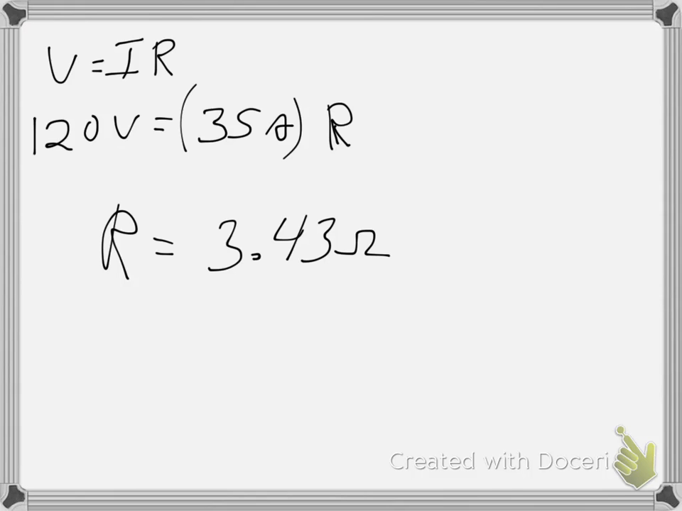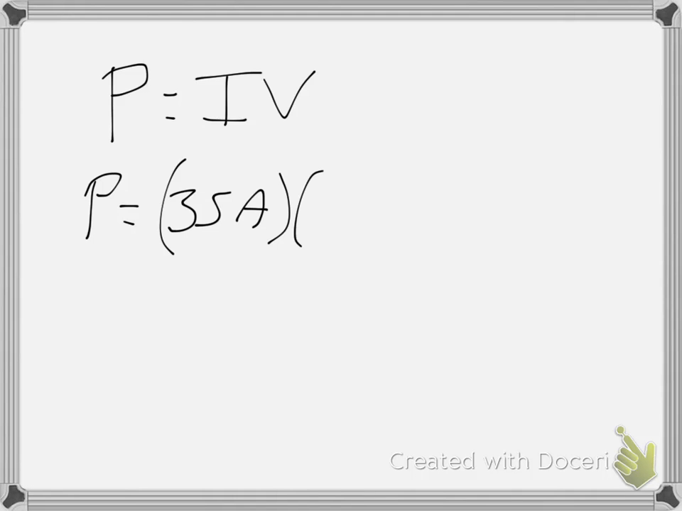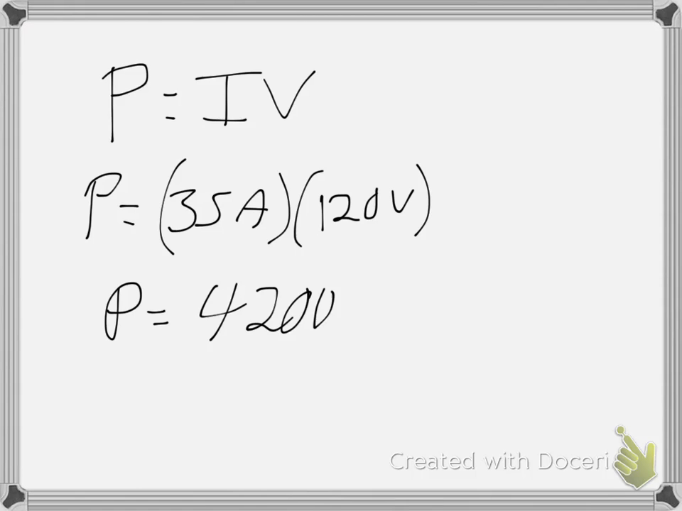And then it says calculate the rate at which energy is dissipated in the circuit. The rate at which energy is dissipated is measured in joules per second. We also know that as watts, and watts is power. So if we're looking for the power of the circuit, power is equal to IV. Our I is 35 amps. Our voltage is 120 volts. And if we solve this, 35 times 120 is going to be 4,200 watts, or 4,200 joules per second. Either way will work.